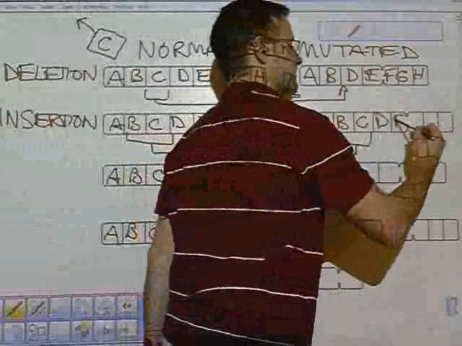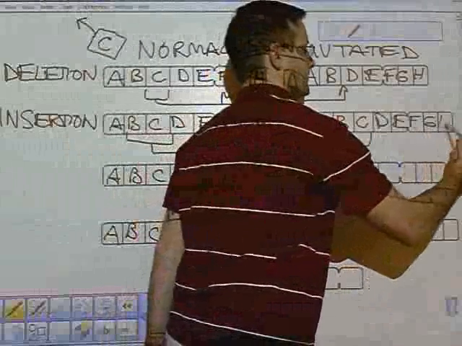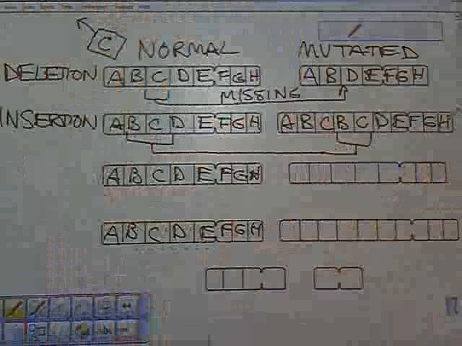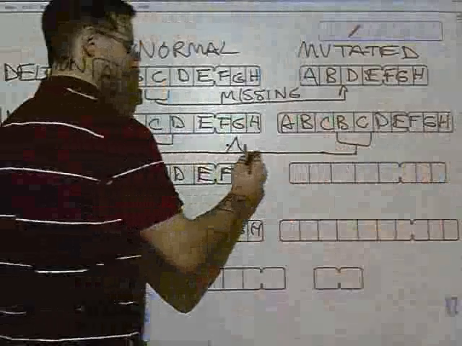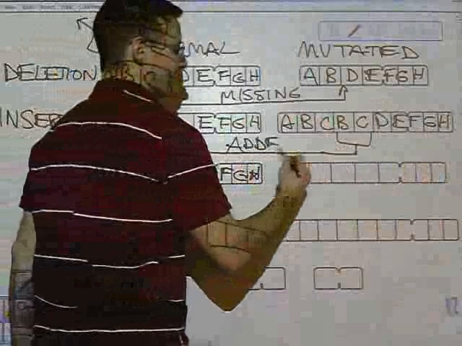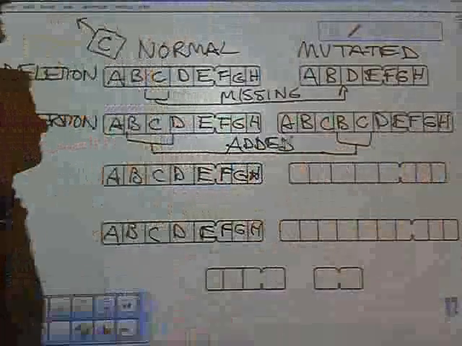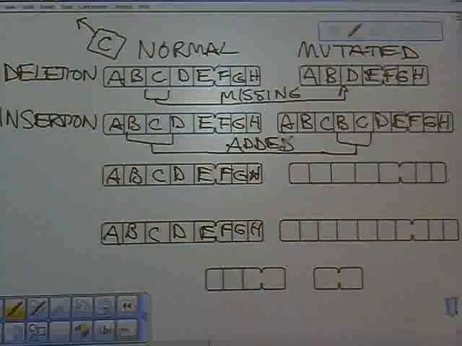The rest is the same. So in this case, information gets added. In the previous case, there's information that is actually missing. Both are bad or harmful.